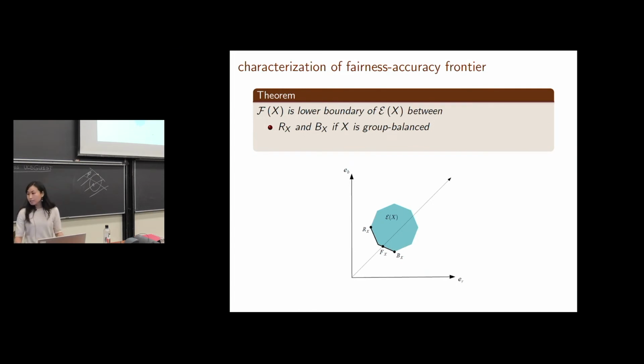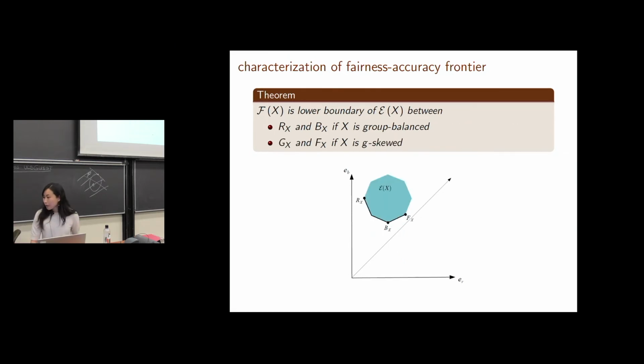All right, so now with this definition in hand, we can characterize the fairness accuracy frontier. If X is group balanced, which effectively means that Rx and Bx are on opposite sides of the 45-degree line, in that case, the fairness accuracy frontier is that part of the lower boundary of the feasible set connecting Rx and Bx. And notice that in this case, the fairness accuracy frontier actually coincides exactly with the usual Pareto frontier. So if you said, I don't care about fairness, I just want to think about accuracy, ranging over the optimal points, over different trade-offs between group R and group B, you would exactly get this bolded line right here.